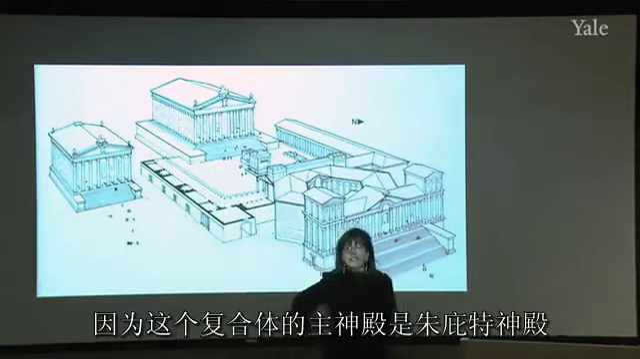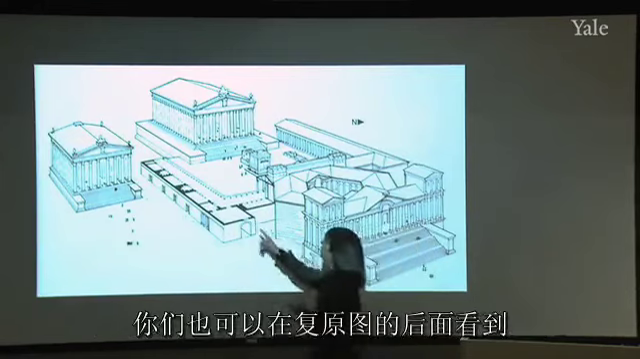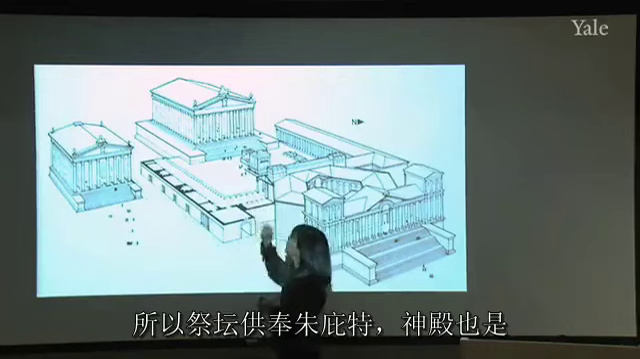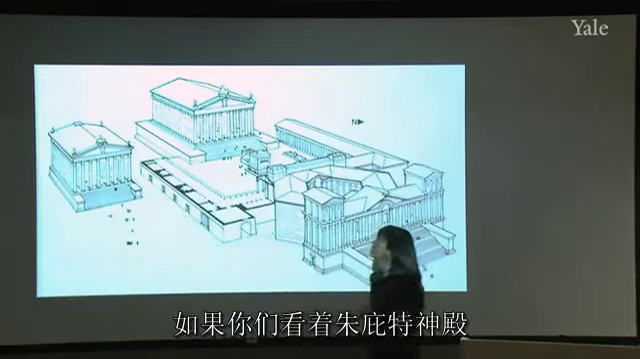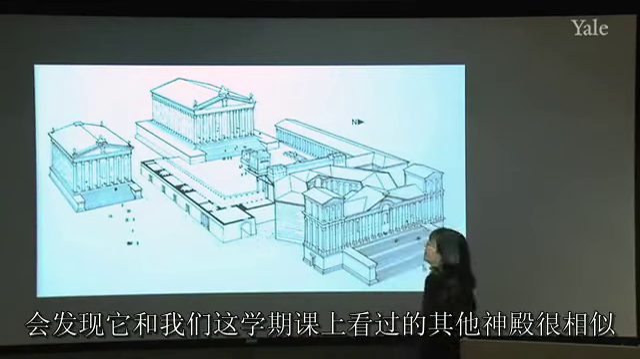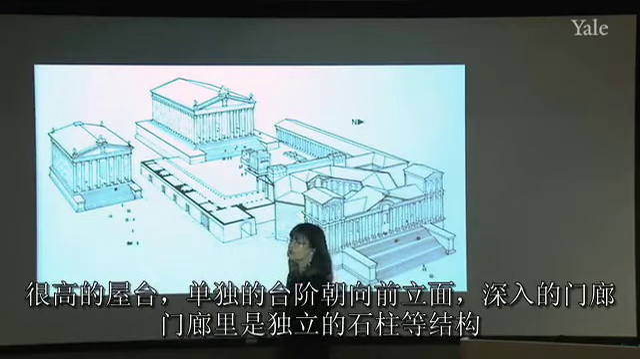Jupiter, because the main temple in this complex was the temple to Jupiter, and you see it also in the restored view at the back. So the altar to Jupiter, the temple to Jupiter. If you look at the temple to Jupiter, you will see it's very similar to the temples that we've been looking at the course of the semester. Very tall podium, single staircase, facade orientation, deep porch, freestanding columns in that porch and the like.